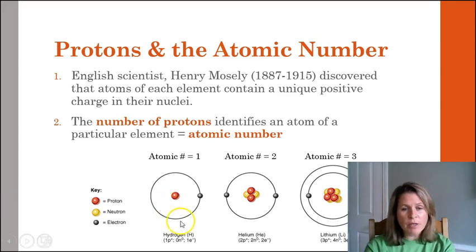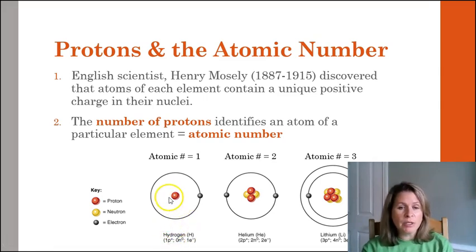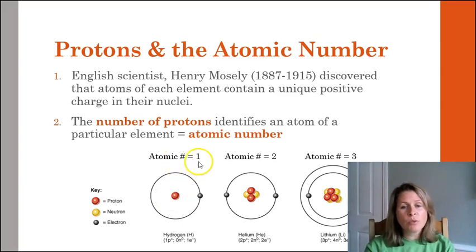So let's look at an example. We have down here hydrogen, helium, and lithium. So hydrogen has 1 proton. It would have a +1 charge on its nucleus, and so its atomic number is 1. If we look at helium, helium has 2 protons in its nucleus, so its nucleus carries a +2 charge. Its atomic number is 2. And then lithium has 3 protons, has a +3 charge on its nucleus. Its atomic number is 3.